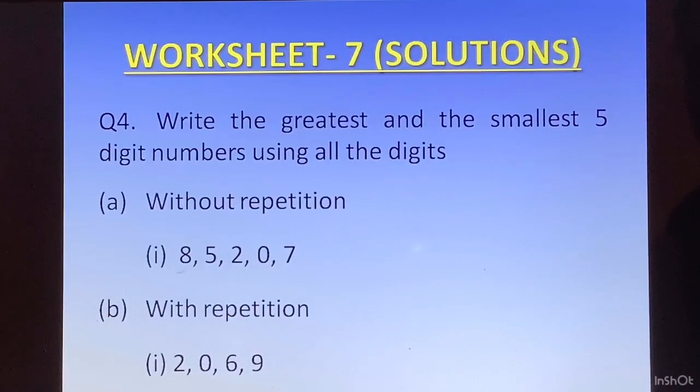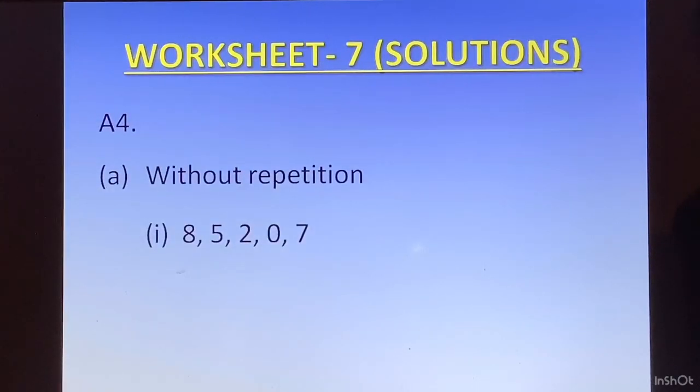Fourth question, write the greatest and the smallest 5-digit number using all the digits without repetition: 85207. Now we have to form the greatest number.